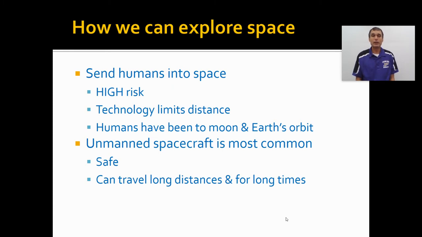If we send unmanned spacecraft, these are basically robots. They're safe. We don't have to feed them. They don't need water. They don't need food. They don't need protection from radiation. They don't need air, all these kind of things. And nobody dies if a spacecraft crashes. So those make them all very safe. They can travel long distances, they can go very fast, and they can spend long times in space, which humans currently cannot do those things. So this is why we use robotic spacecraft.